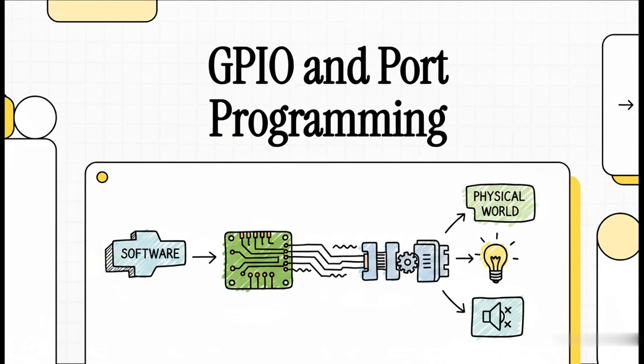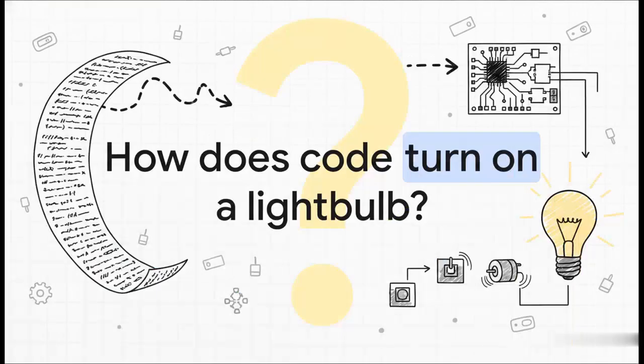If you've ever stared at a green circuit board and wondered how invisible lines of software running inside a tiny silicon chip can literally reach out and command the physical world, well, you are in exactly the right place. Today we're demystifying the ultimate bridge between software and hardware, GPIO and port programming. It's a really fascinating concept when you stop and think about it, right? How does a line of abstract typed code actually physically turn on a tangible light bulb, or spin a motor, or read a button press? It almost feels like magic.